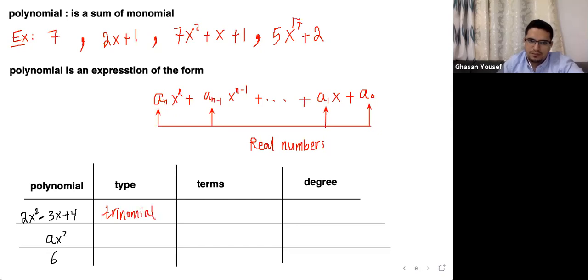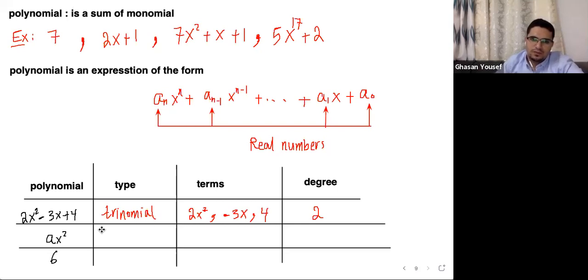What are the terms? They are 2x squared, comma, minus 3x, comma, and 4. What's the degree? What's the highest power? It is 2, exactly. So the degree here is the highest power. We're looking for the highest power.